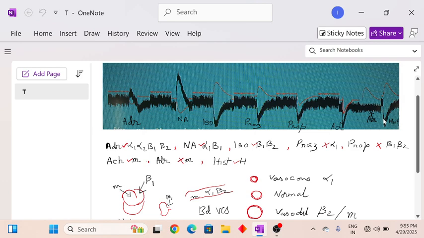Coming to the next drug, histamine. Histamine acts on the histamine receptors in the blood vessel and causes vasodilation. As a result of which, there is fall in blood pressure. And due to vasodilation, there is reflex tachycardia. Histamine decreases the blood pressure and increases the heart rate. So these are the effects of important drugs on the heart rate and blood pressure.